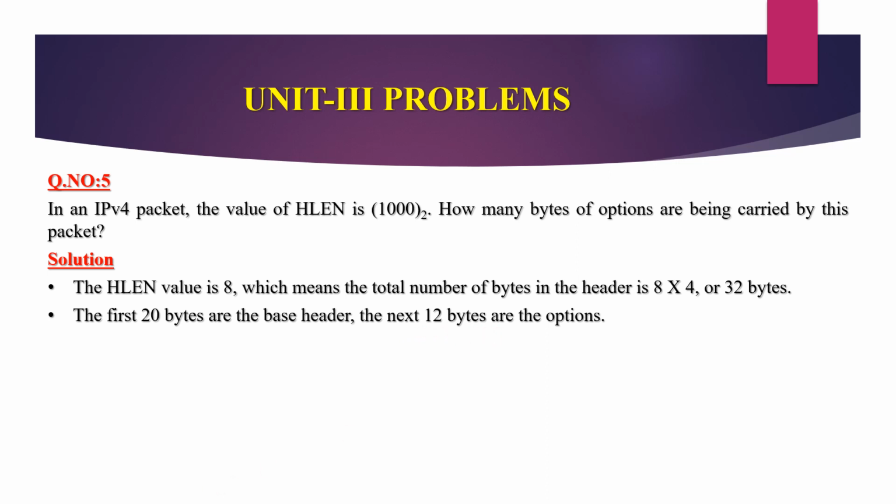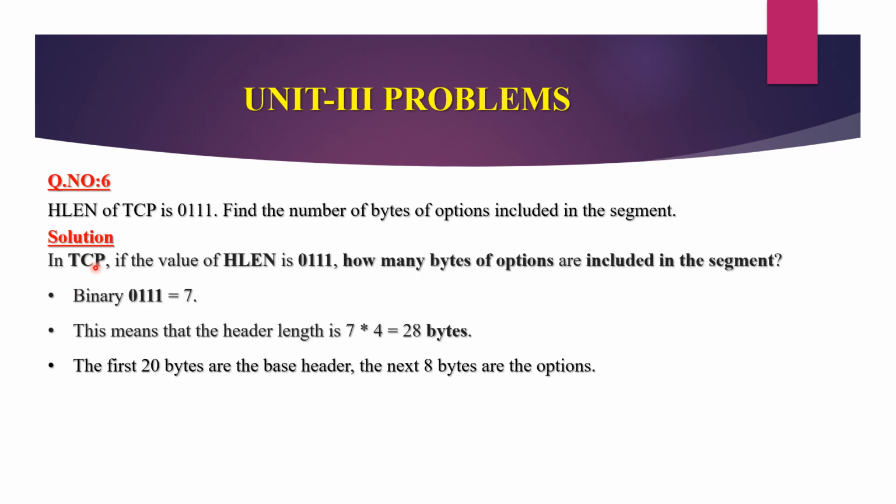Then the last problem: the HLEN of TCP is 0111. Find the number of bytes of options included in the segment. In TCP, if the HLEN is 0111, this is binary 7. This means that the header length is 7 times 4, that is 28 bytes. So the first 20 bytes are the base header and the next 8 bytes are the option field.